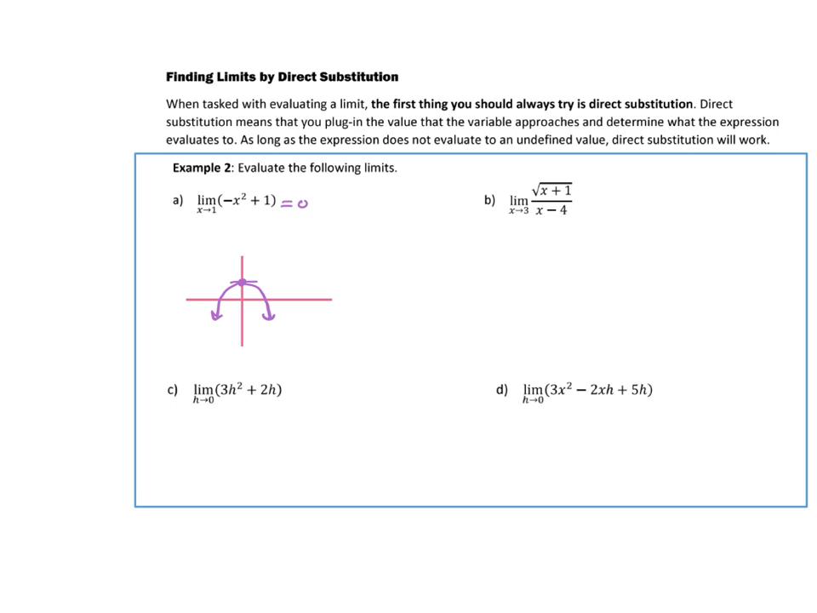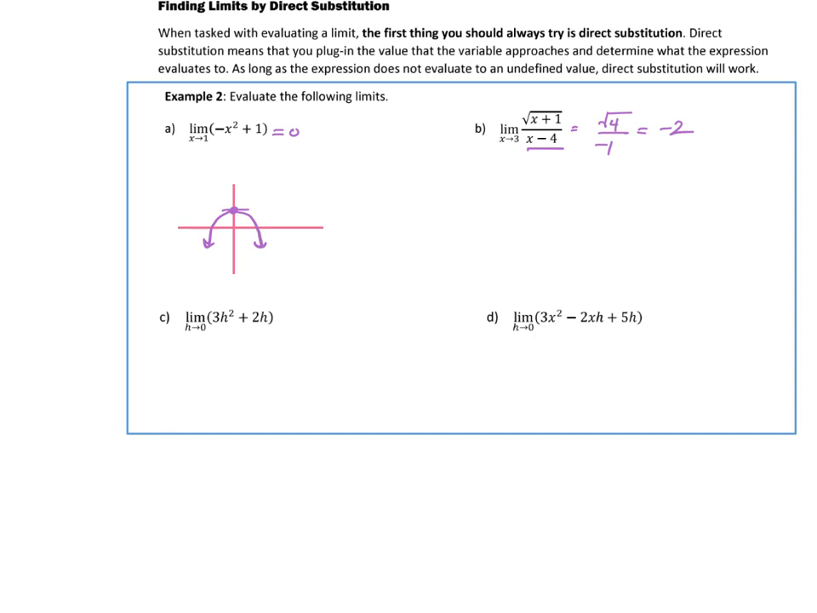This we would be concerned about 4, but it's not asking us at 4. It's asking us as x goes to 3. So I'm just going to plug in. So we're going to get the square root of 4 because 3 plus 1 is 4, over negative 1, which is negative 2, okay? Here I'm going to plug in 0. h is going to 0, so 0 plus 0 is 0.